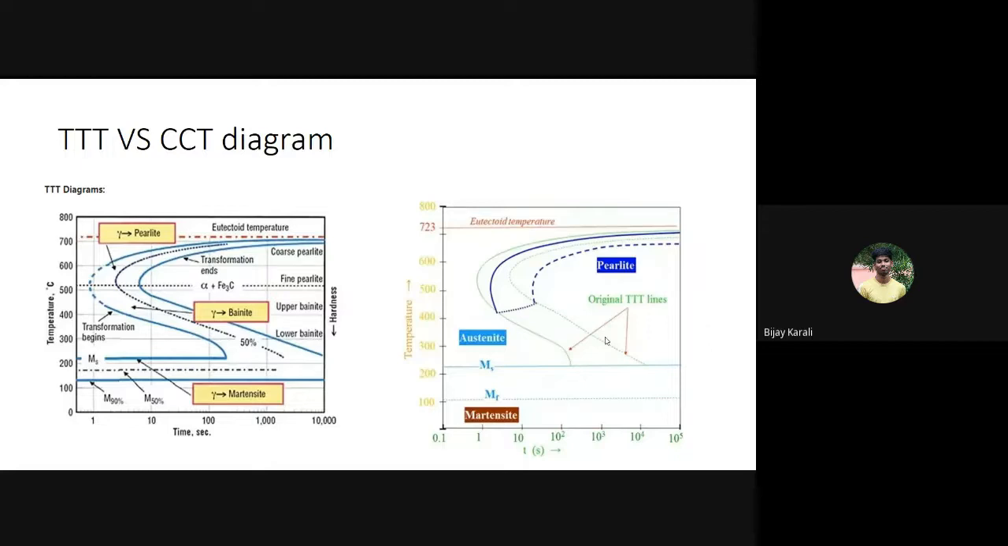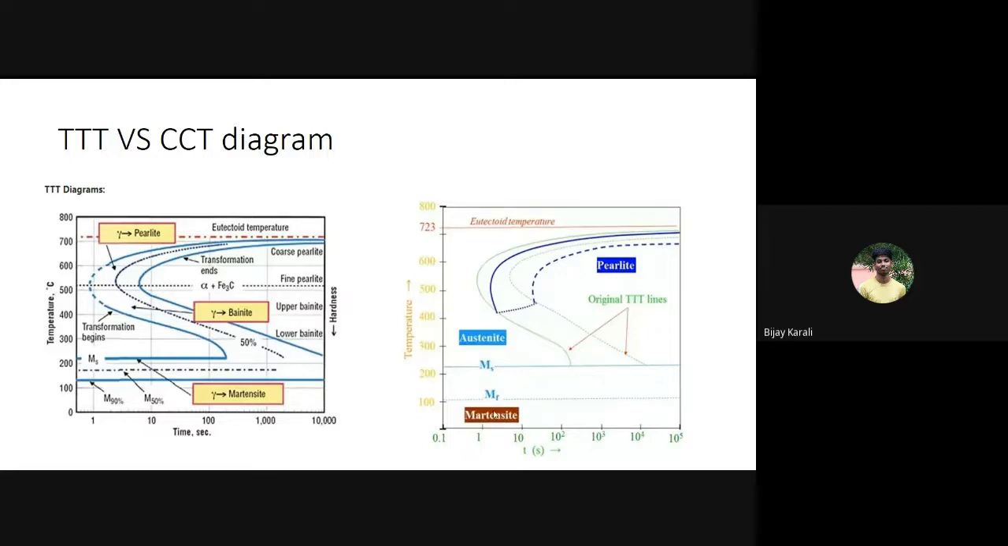Sir, no bainite region is there. Bainite region is there in TTT. Why is there no bainite here? Very good, Vijay. Why no bainite region here? It is present in TTT. Because we do continuous cooling. So if you do continuous cooling, which kind of microstructure will be obtained? It is clearly seen which kind of microstructure is present. Pearlite and?